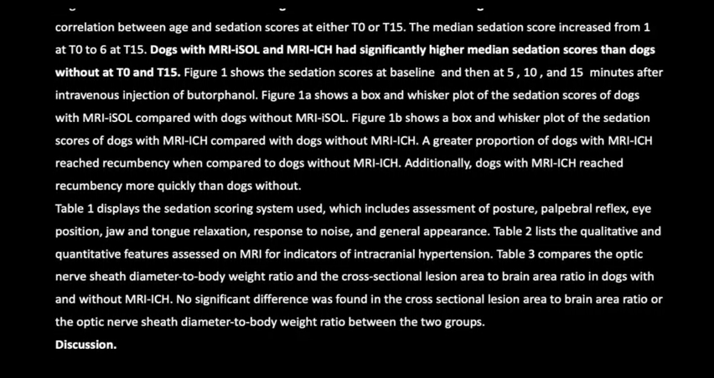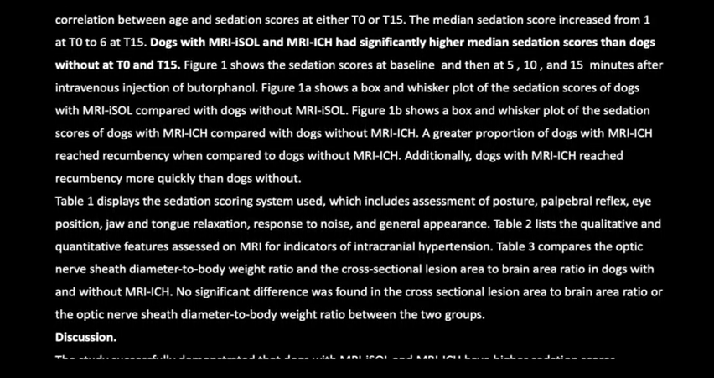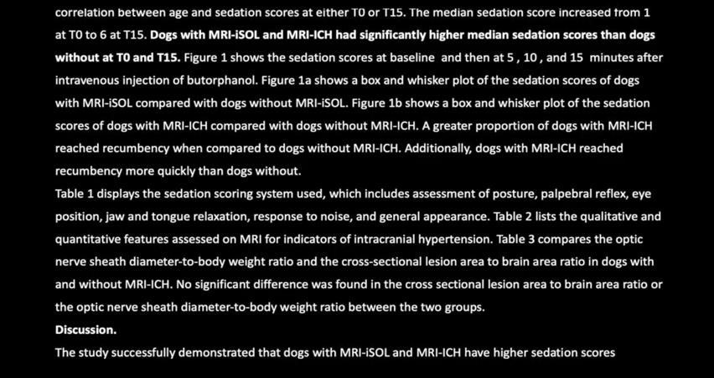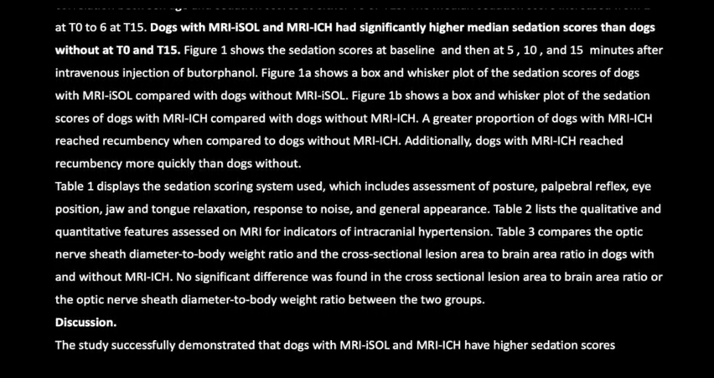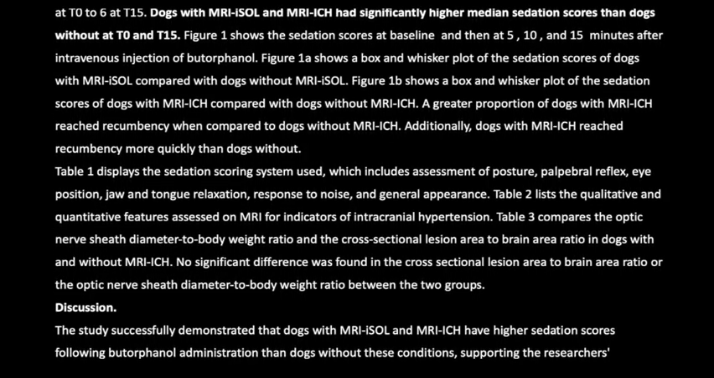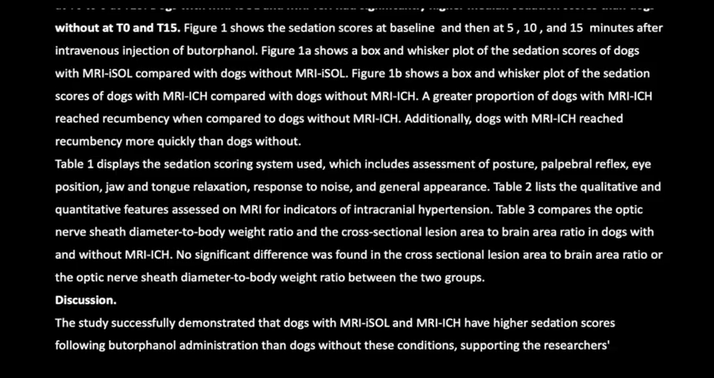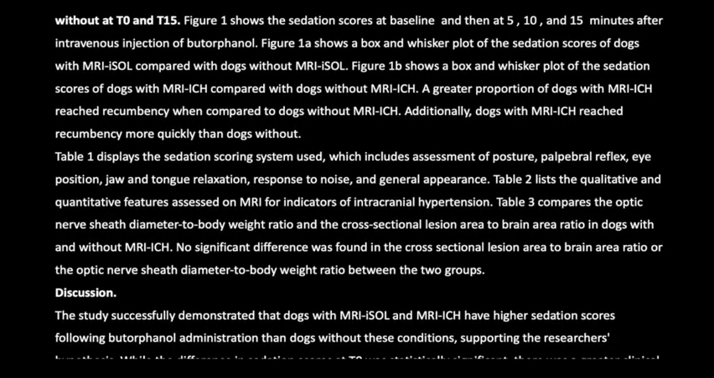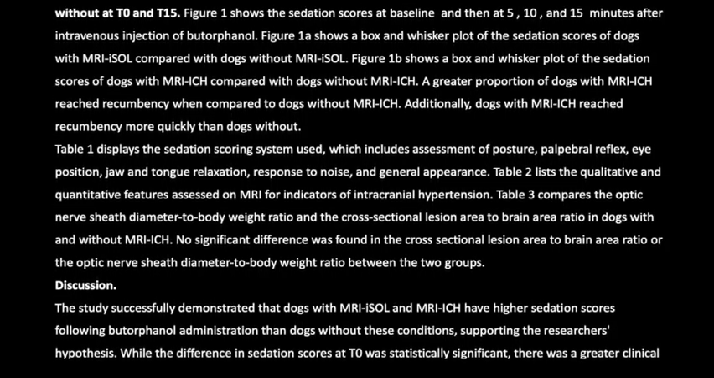Table 1 displays the sedation scoring system used, which includes assessment of posture, palpebral reflex, eye position, jaw and tongue relaxation, response to noise, and general appearance. Table 2 lists the qualitative and quantitative features assessed on MRI for indicators of intracranial hypertension.